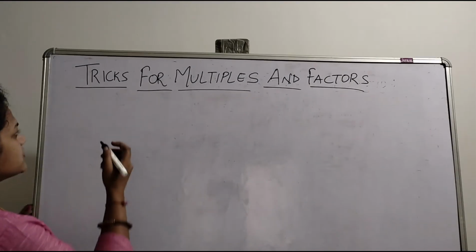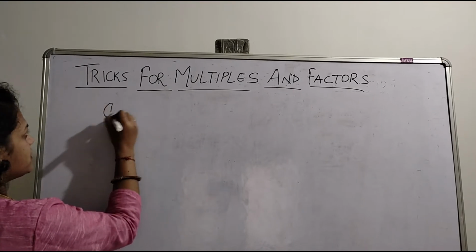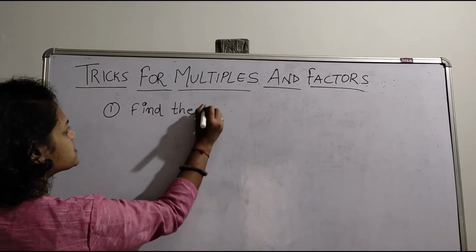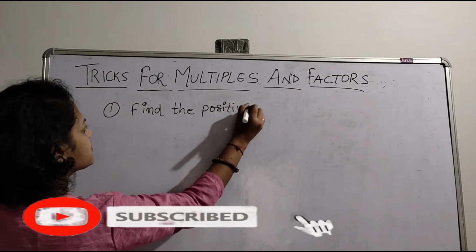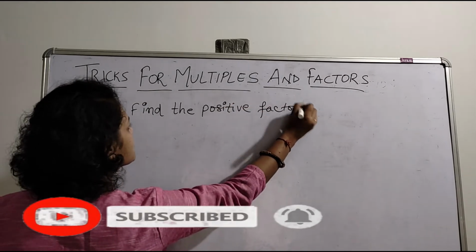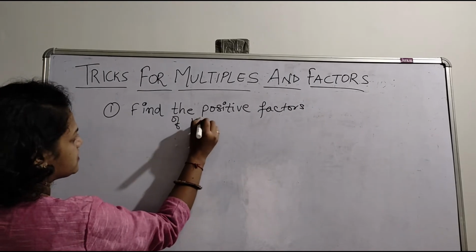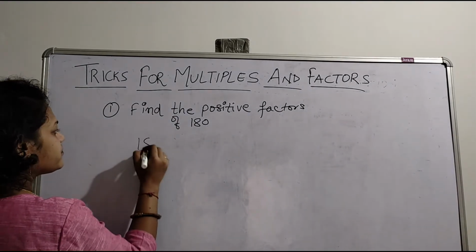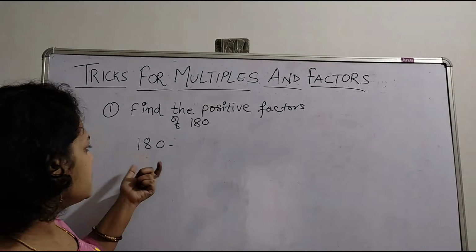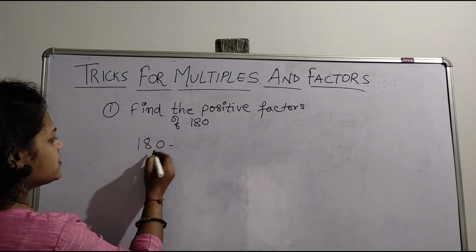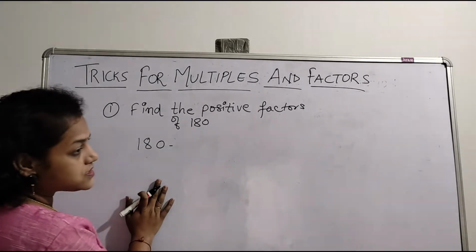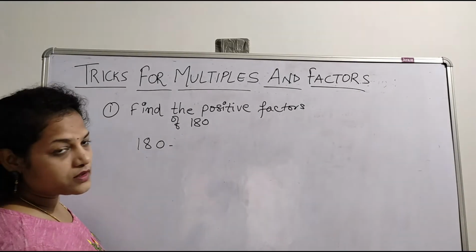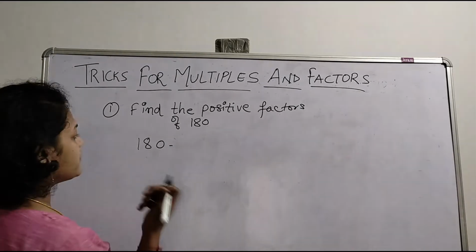First I will write one question: find the positive factors of, suppose, 180. For finding the factors of 180, we have already learned that you can find its factors by using the prime factorization method or tree method, which will be very lengthy. So in a simple way I will tell how you can find them.